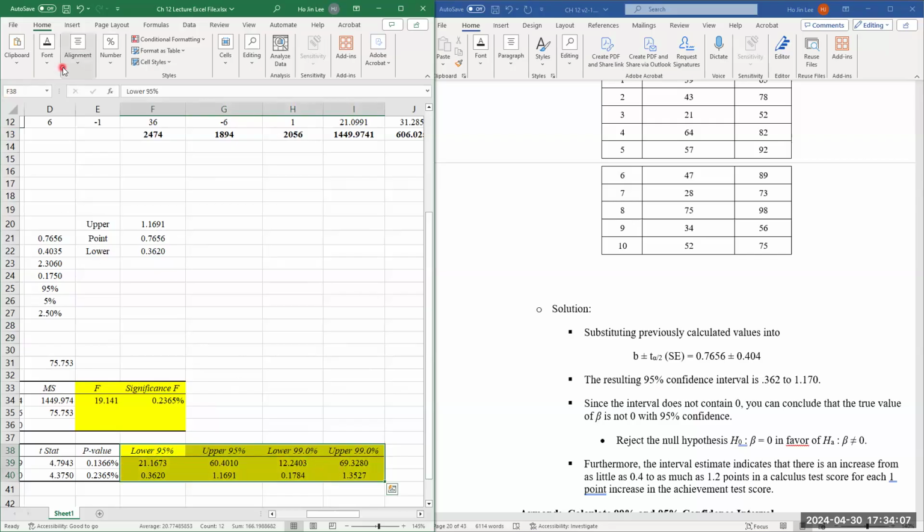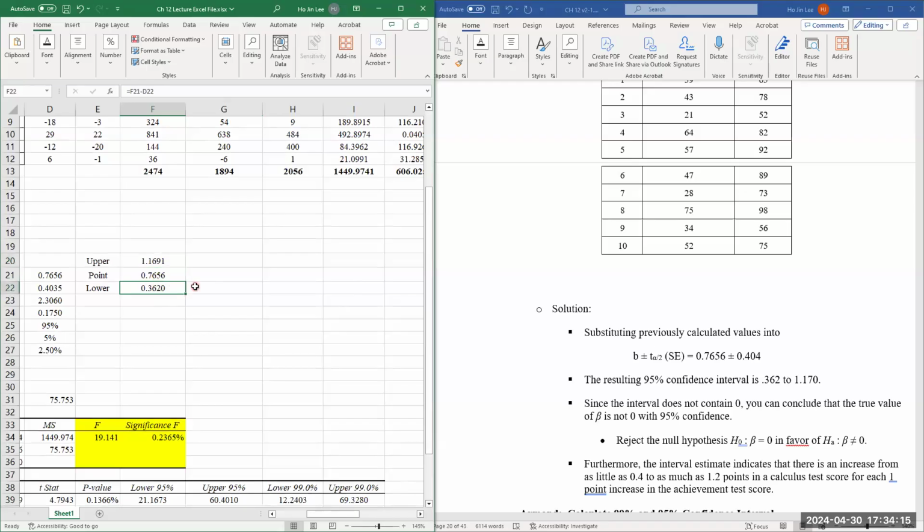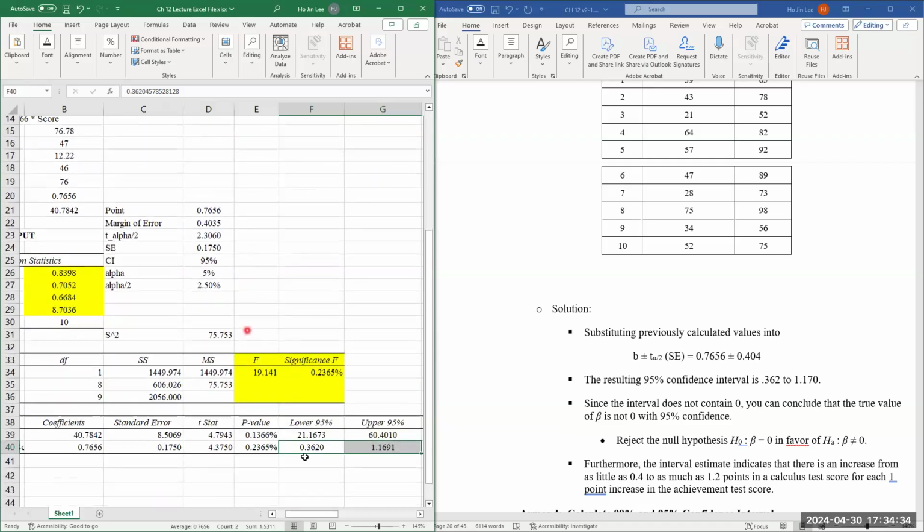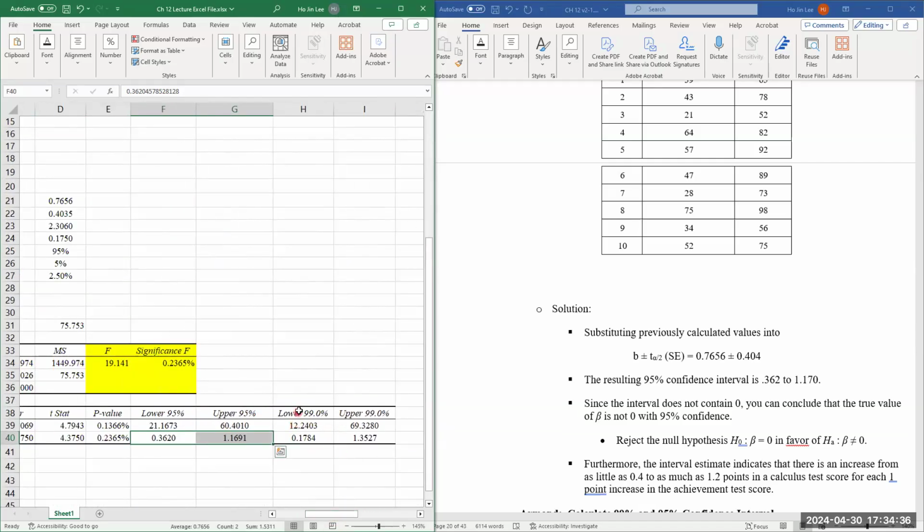Why are there two like this? So here's the lower 95% and upper 95%. Those are these two numbers right here. These two are down here. And I don't know if you recall, earlier I even specified a 99% confidence interval, right there, when I basically told Excel to do a 99 earlier.